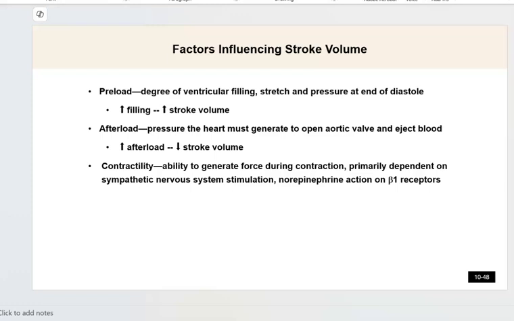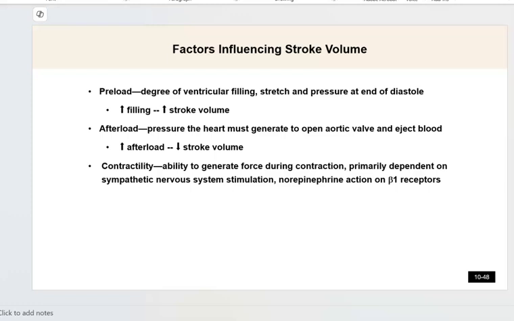Okay, so if I want to talk about how I can influence my stroke volume, I can manipulate my preload. If I increase my preload, I'm going to have more volume in my stroke volume. If I decrease my preload, I'm going to decrease my stroke volume. Same thing that's going to affect the amount that's able to get ejected during systole is going to be how much pressure I need for afterload.